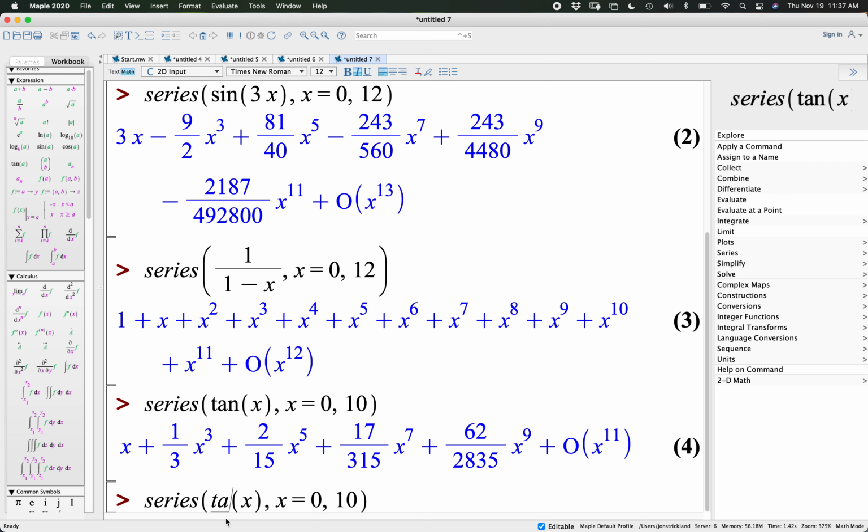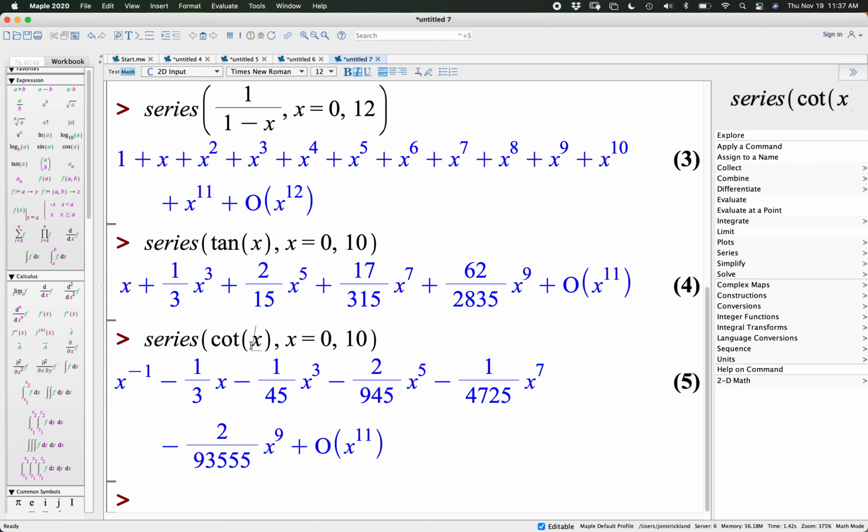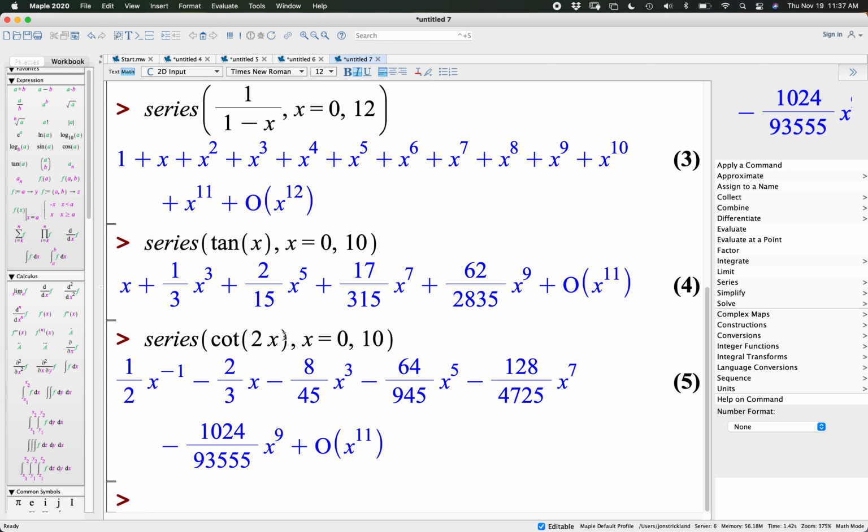And if I had something like the cotangent of x, this is what you would have in the process. So it's the series of cotangent of x. And say if I double the angle, say I have 1/2 of x to the -1 minus 2/3 of x minus 8/45 of x cubed. We have minus 64 over 945 x to the 5th. So these are just your regular series, like in the Maclaurin.